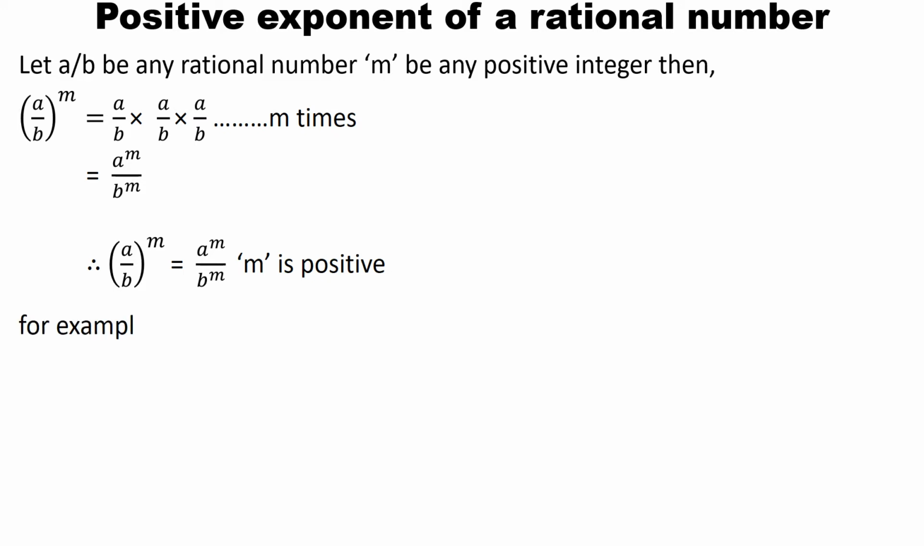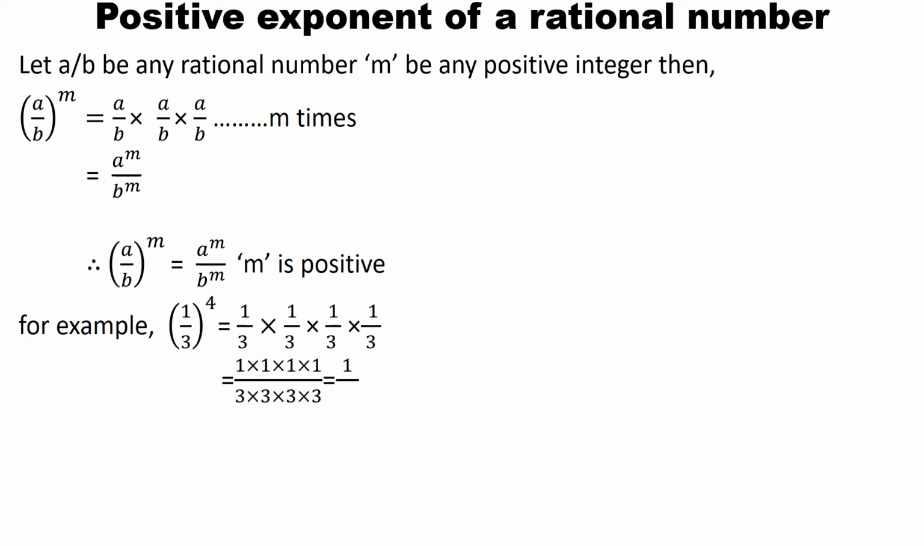For example, 1 by 3 whole power 4 is equal to 1 power 4 by 3 power 4. I multiplied it 4 times: 1 into 1 into 1 into 1 by 3 into 3 into 3 into 3. Then I get 1 by 81. 3 into 3 is 9, 9 into 3 is 27, 27 into 3 is 81. Totally we get 1 by 81. We are following the formula. Here 4 is a positive integer.